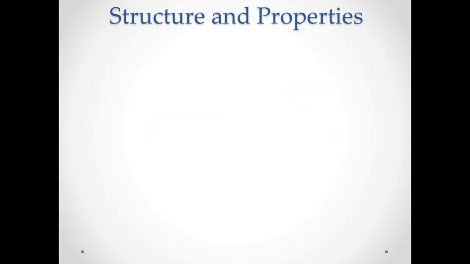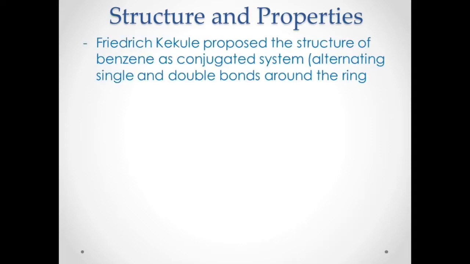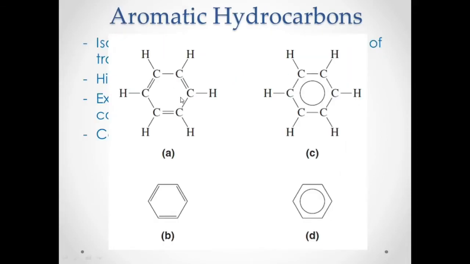So what are the structure and properties of benzene? According to Kekulé, he proposed that the structure of benzene is actually a conjugated system. When you say conjugated, it contains alternating single and double bonds around the ring. You notice the structure for benzene actually contains carbon-to-carbon double bonds: you have a single bond, double bond, single bond, double bond, and another single bond. So this is what we call a conjugated system.